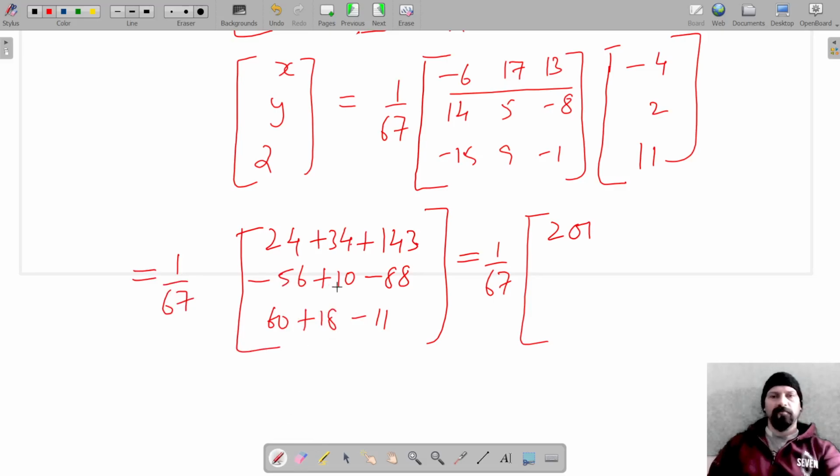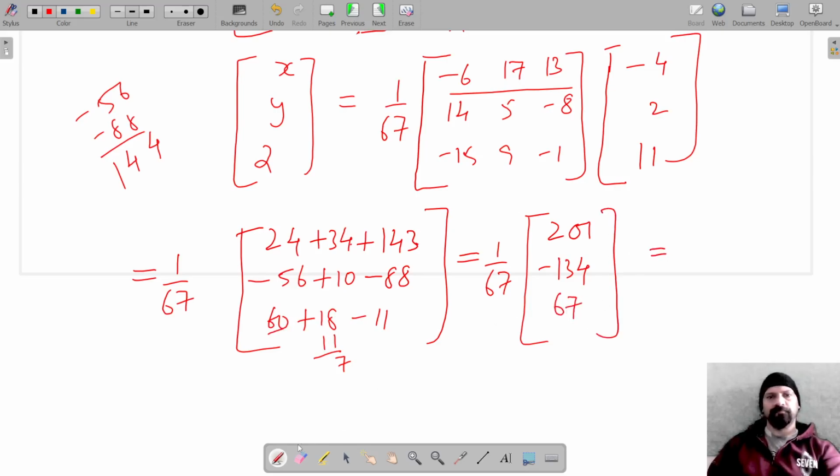This is negative 56, negative 56 and 88. Negative 88 gives me 14, and this is 44. So negative 144 means it's negative 134. 18 minus 11 is 7, and plus 16 is 67. Okay, now let's divide these numbers by 67.